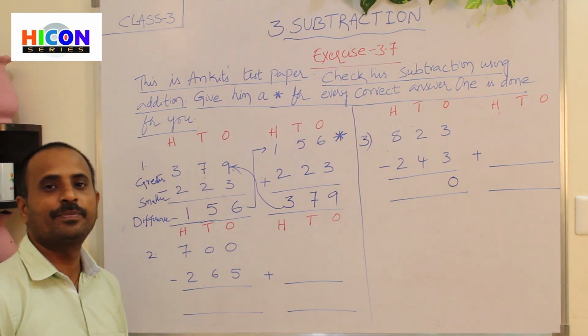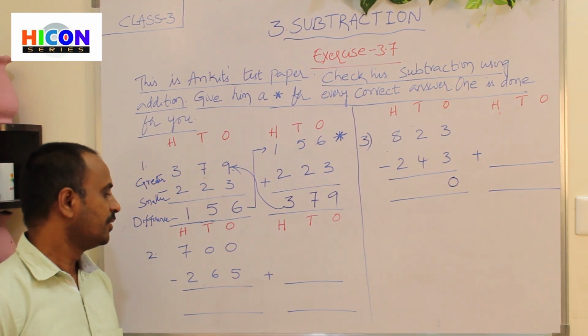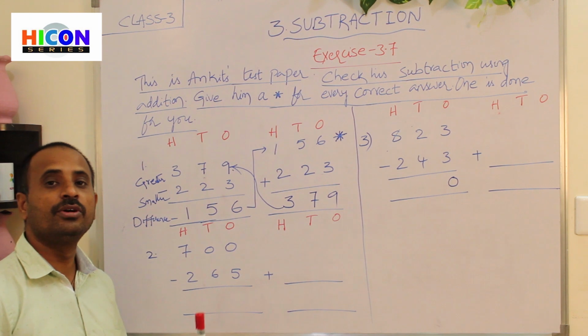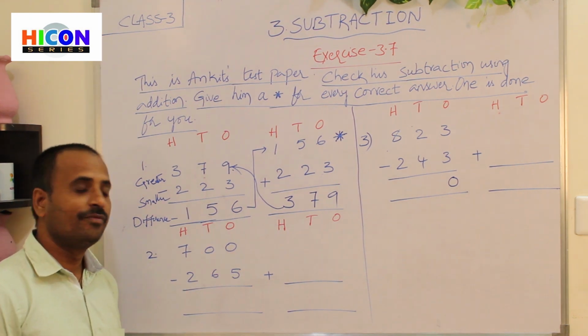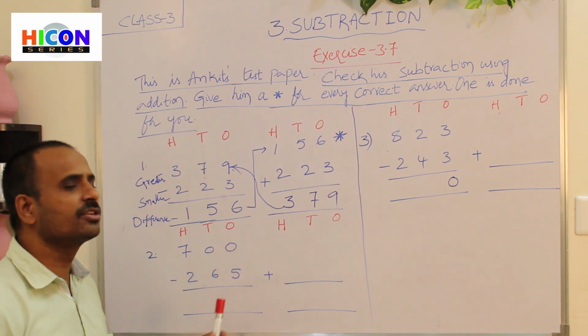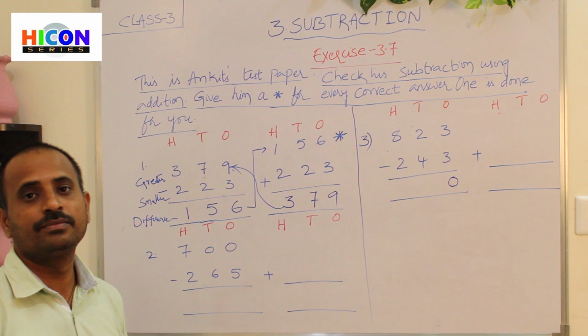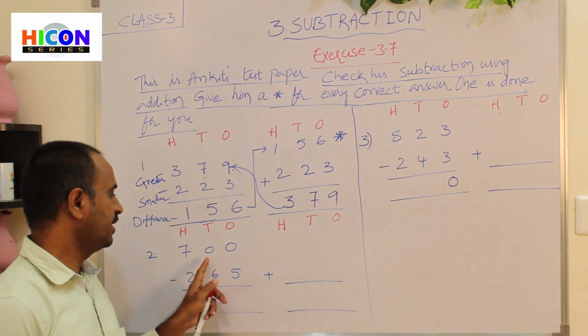So 0 and 5 are present in ones place. We cannot subtract 5 from 0 because 5 is a greater number and 0 is a smaller number. We cannot subtract a greater number from the smaller number. So here subtraction is not possible. Then what do we have to do? Subtraction is not possible, so we have to borrow from the next place.